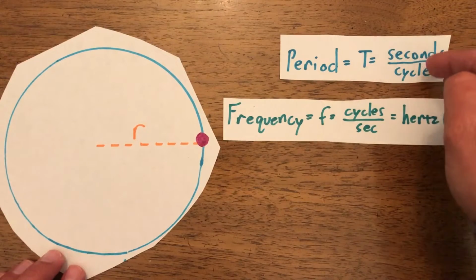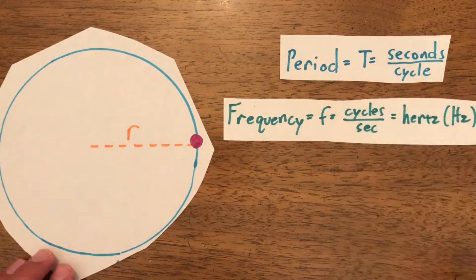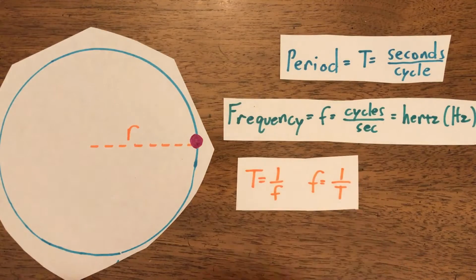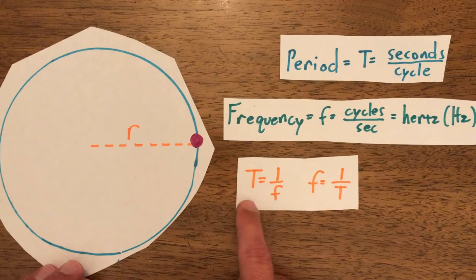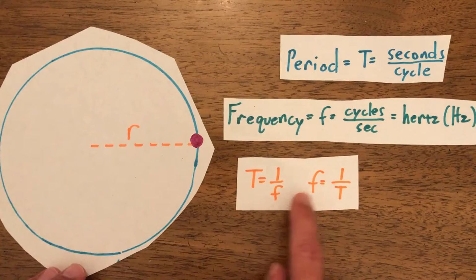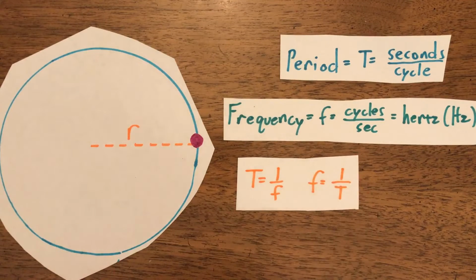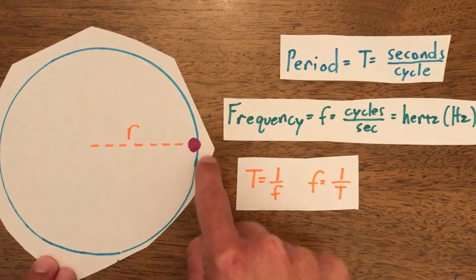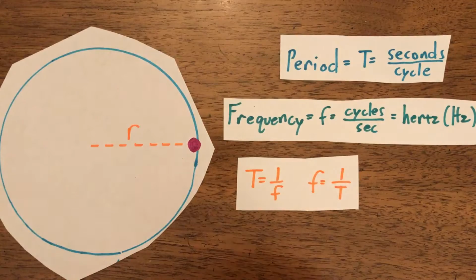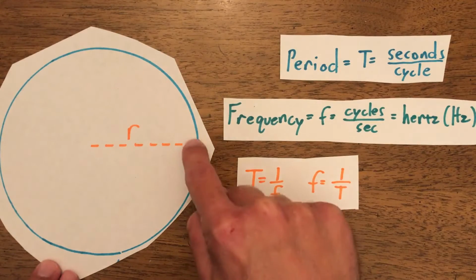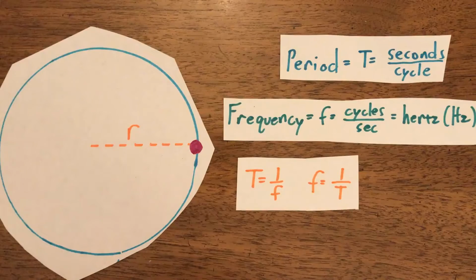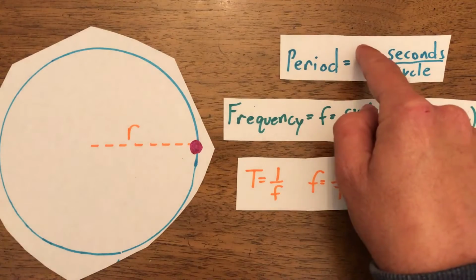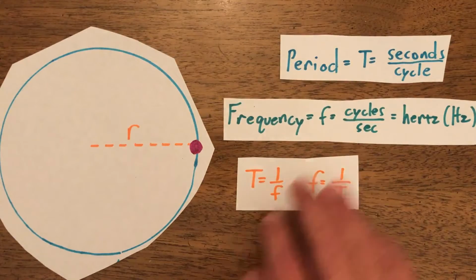Remember here, since it's seconds per cycle and cycles per second, they're the flip of each other. They're inverses. So if the period is 1 over the frequency, then the frequency is equal to 1 over the period. So if the frequency again is 60 hertz, then the period is 1/60th of a second. If it took 1/5 of a second to go around, then the frequency would be 5 hertz. So to find one or the other, you just flip them.